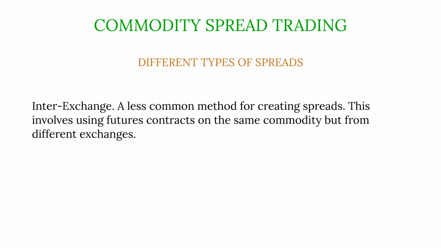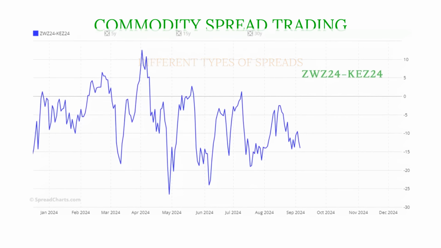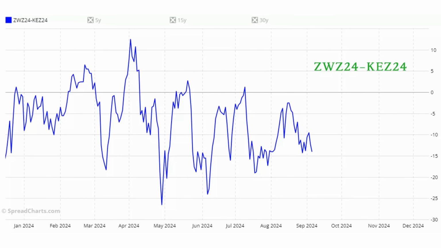Inter-exchange. A less common method for creating spreads. This involves using futures contracts on the same commodity but from different exchanges. For example, here is the chart of the ZWZ24-KEZ24 spread, created by buying the December 2024 wheat futures contract from the Chicago Exchange and selling the December 2024 wheat futures contract from the Kansas City Exchange.